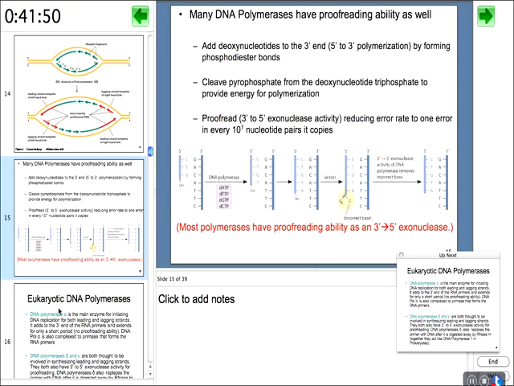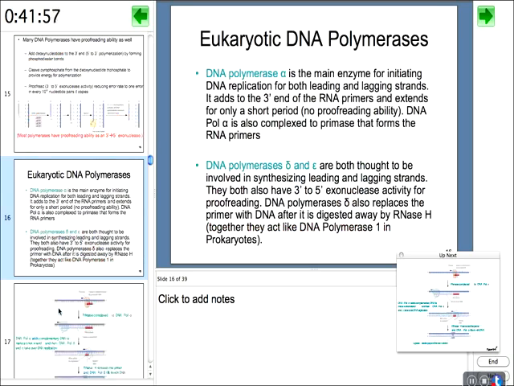I want to talk about eukaryotes, however. It's very similar, however, they're not named 3 and 1, like you have learned before. Instead, the major DNA polymerases in a eukaryote are DNA polymerase alpha and DNA polymerase delta and epsilon. These are the ones that are involved in nuclear DNA replication. A little bit different in the mitochondria, but these are the ones involved in the nuclear replication.